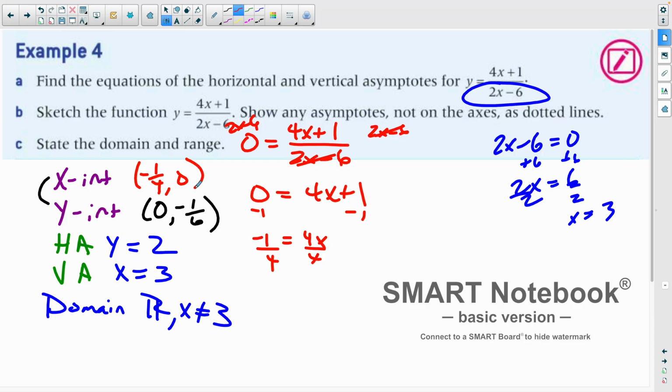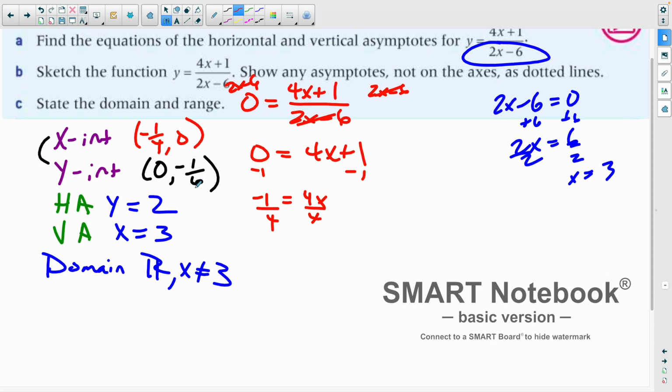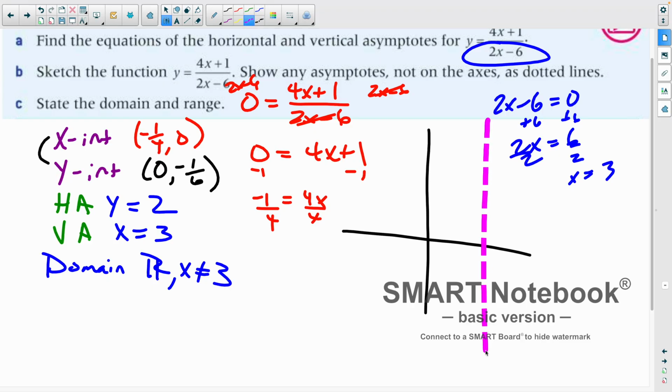Now, I have not given the range because most of the time I want to see the picture to be able to give the range. So let's sketch a picture. I know my vertical asymptote is at x equals 3. I know my horizontal asymptote is at y equals 2. I know I have a y-intercept at negative 1/6 and an x-intercept at negative 1/4.